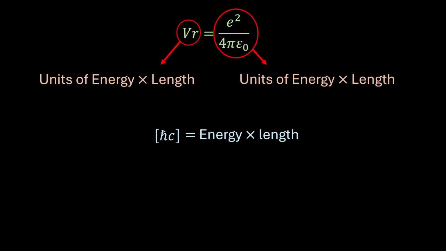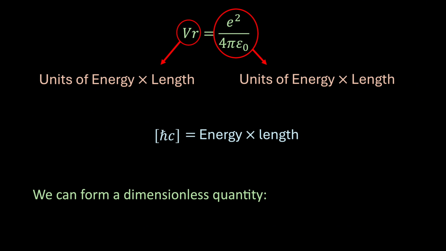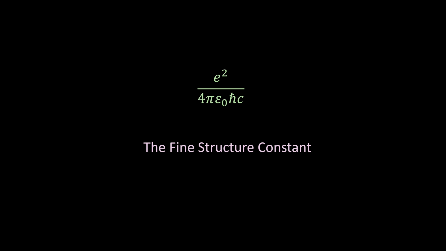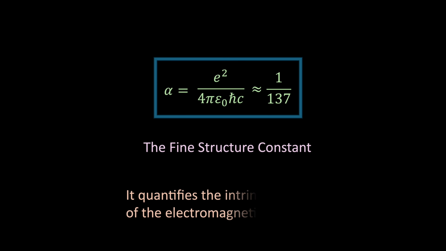And so we can form a new dimensionless quantity equal to e² divided by 4πε₀, divided by h-bar c, which is equal to e² divided by 4πε₀ħc. This number, known as the fine structure constant and denoted by the Greek letter alpha, has a value of roughly 1/137. It quantifies the intrinsic strength of the electromagnetic interaction on quantum scales. The beauty of expressing the coupling in this way is that alpha is completely independent of any system of units.